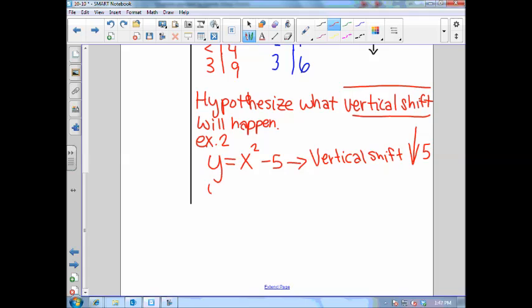Vertical shift down 5. Okay, I want you to write the next one down. Y equals x squared plus 4. Okay, and then turn to your neighbor and predict what will happen.